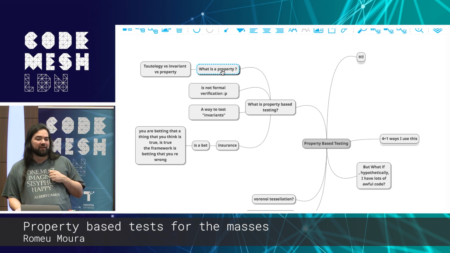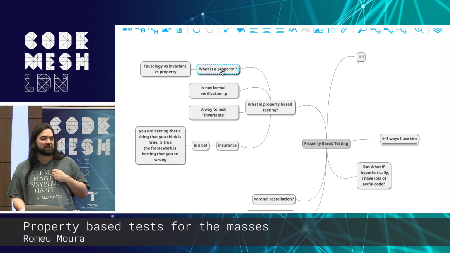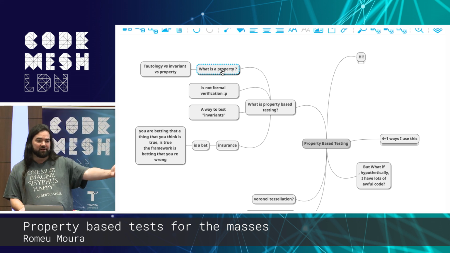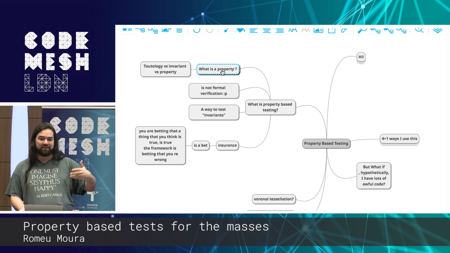And a property is, within an invariant, something that we remark about that invariant. One invariant can have many properties. Also a very bad working definition, yeah?